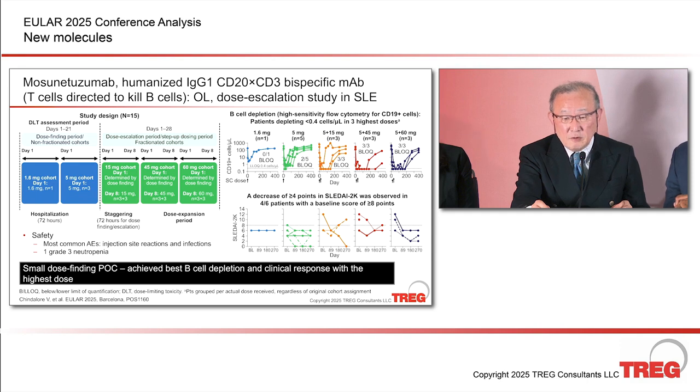We could see the good dose dependency in the mosunetuzumab, especially in the highest dose, 60 milligram. We could see the marked reduction in B cells from periphery. And in terms of changing SLEDAI-2K, as in the right panel, 4 of 6 patients achieved more than 4 reductions in SLEDAI-2K, but still 4 of 6 without 0. So I'm not so satisfied with this result, and a much better T-cell engager may be required or expected.